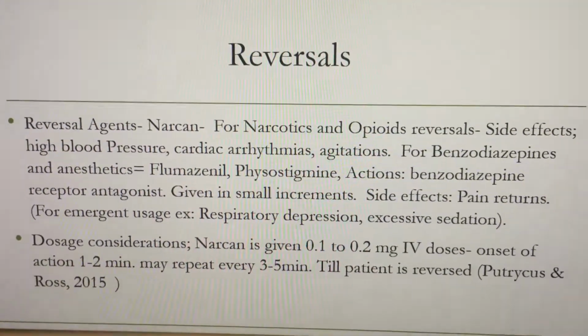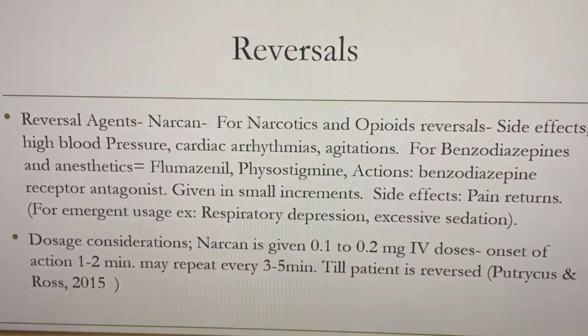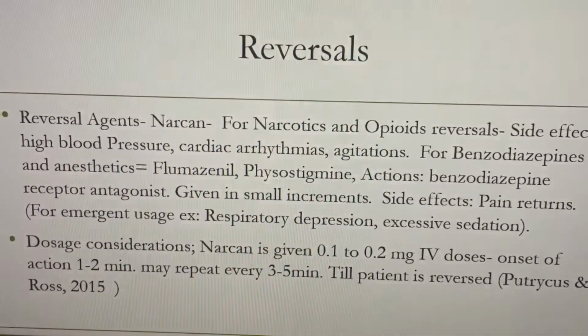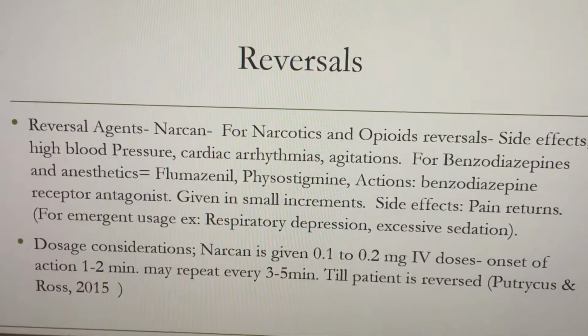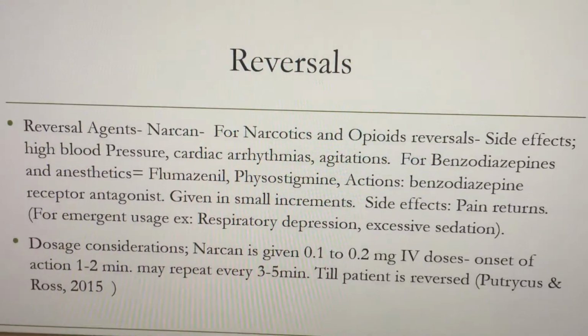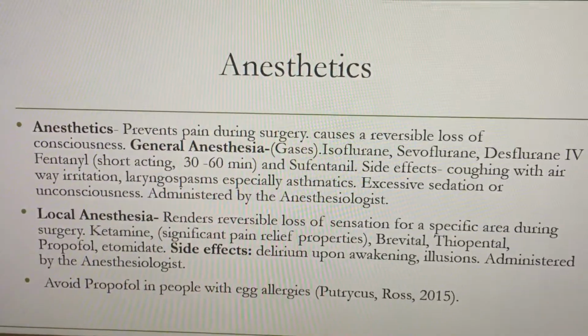Reversal agents. Reversal agents are, for example, Narcan. Side effects are high blood pressure, cardiac arrhythmia, agitation. We just spoke about these. Let's see. Opioids, anesthetics.